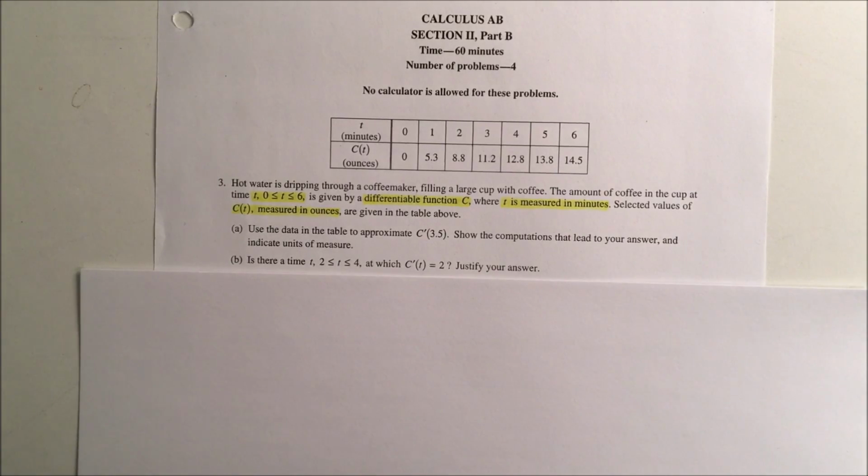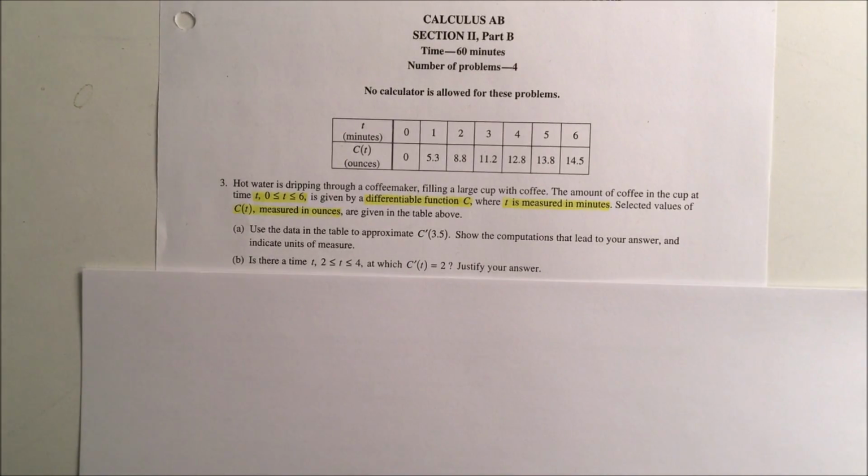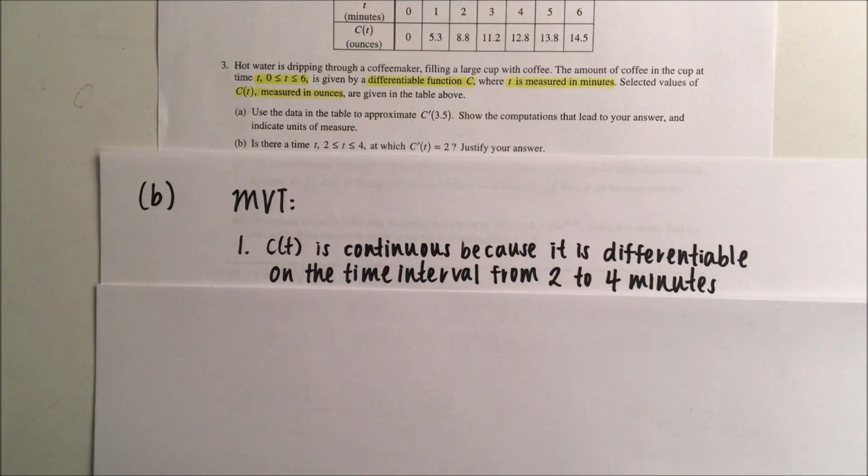In part B, it asks if there is a time t between 2 and 4 at which c prime of t equals 2. Immediately, you should think of the mean value theorem. To fulfill the mean value theorem, there are some conditions. A function needs to be continuous on the closed interval. We note that c of t is a continuous function because it is a differentiable function. But remember, all differentiable functions are continuous, but not all continuous functions are differentiable.